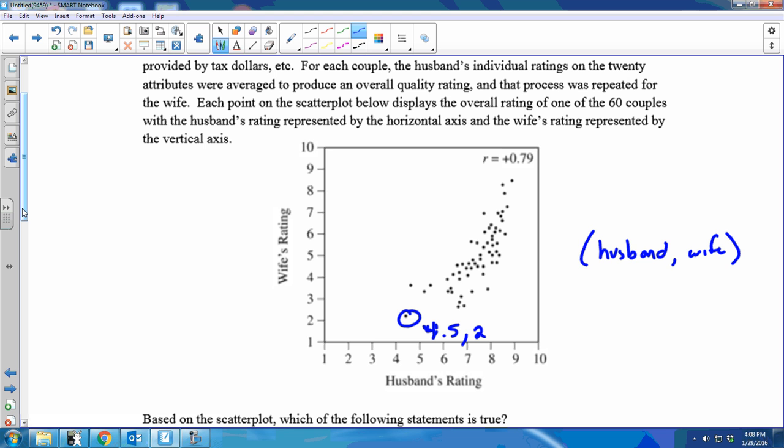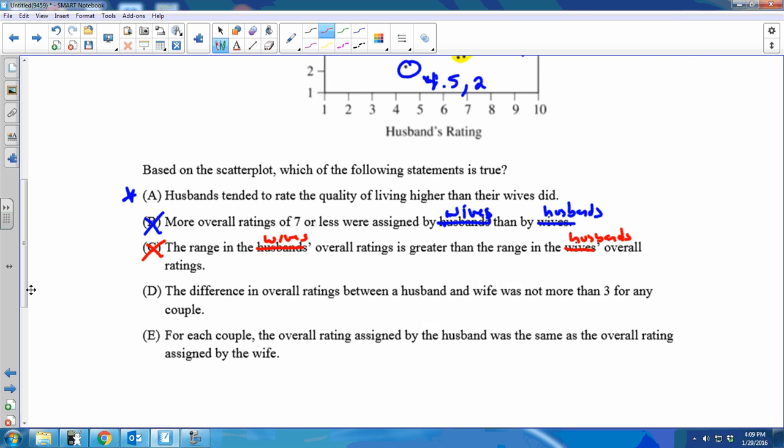Let's pick one of these higher ones. All right, so that one, the husband had a rating of like 8, and the wife had a rating of about 7. Okay, that works. What about something in the middle? That one's 7, 6. Okay, so we keep looking. What about some of these outliers over here? This one has an 8 and like 3. Well, that's way different. So if you start looking over in this section, you're going to have differences of more than 3. So D can't be a choice either.